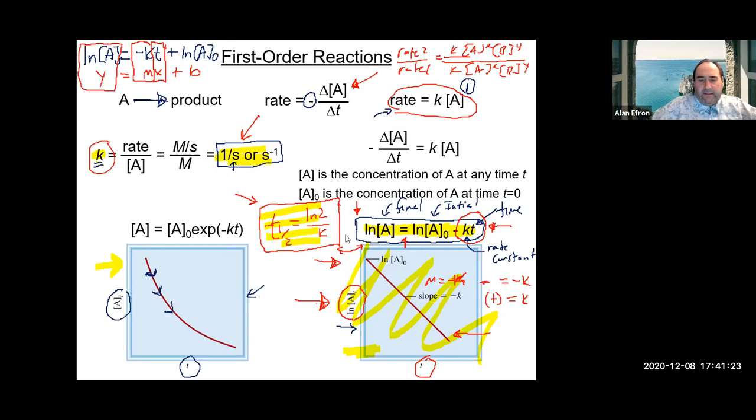So the important things on this slide, which I highlighted and we talked about last time, are the units associated with a first order, the half-life equation, the integrated rate law, and the graph that typically goes with that.